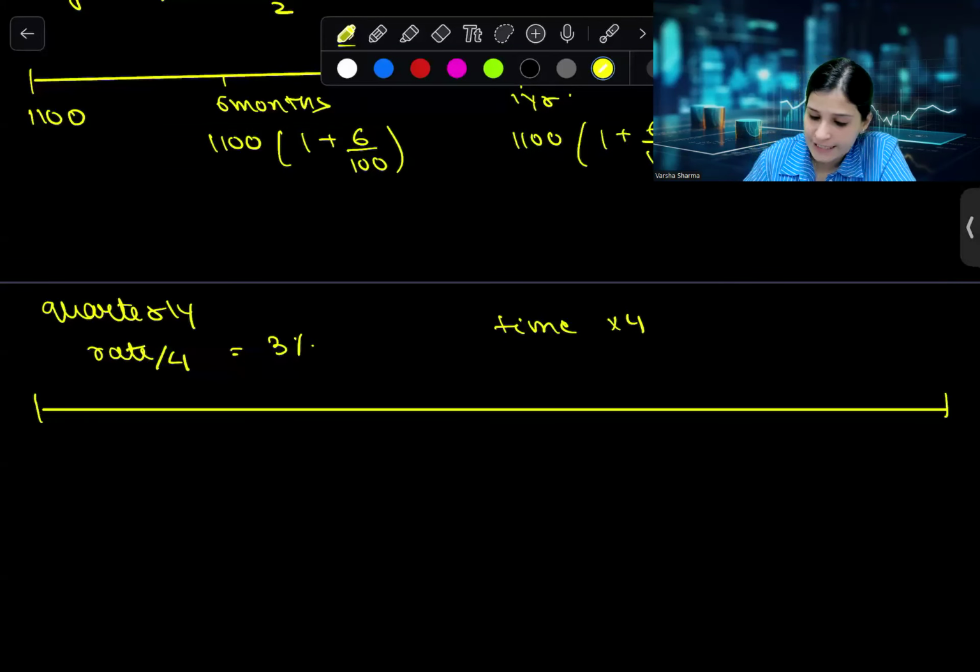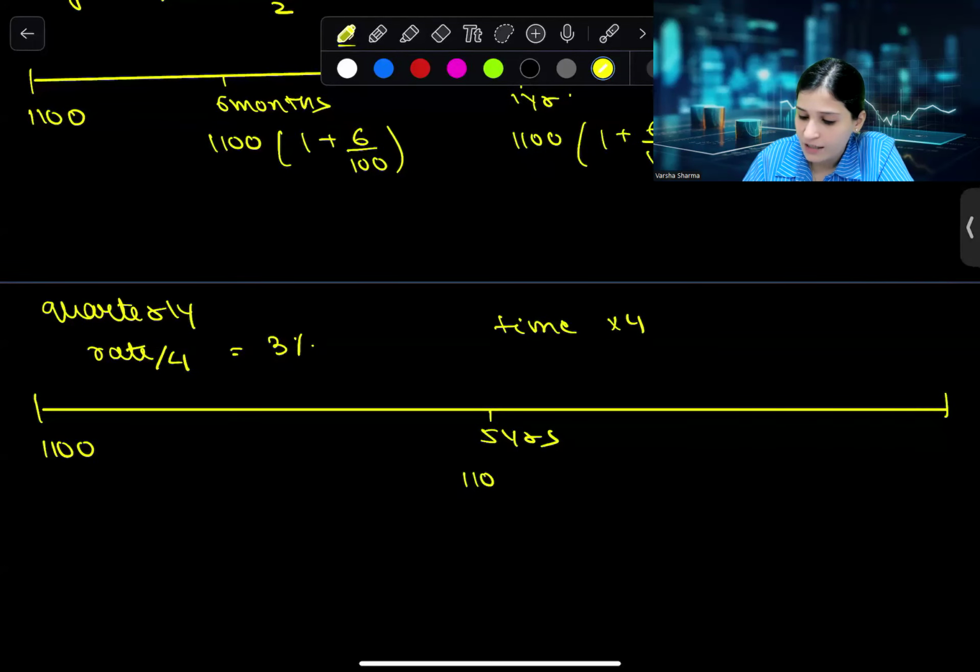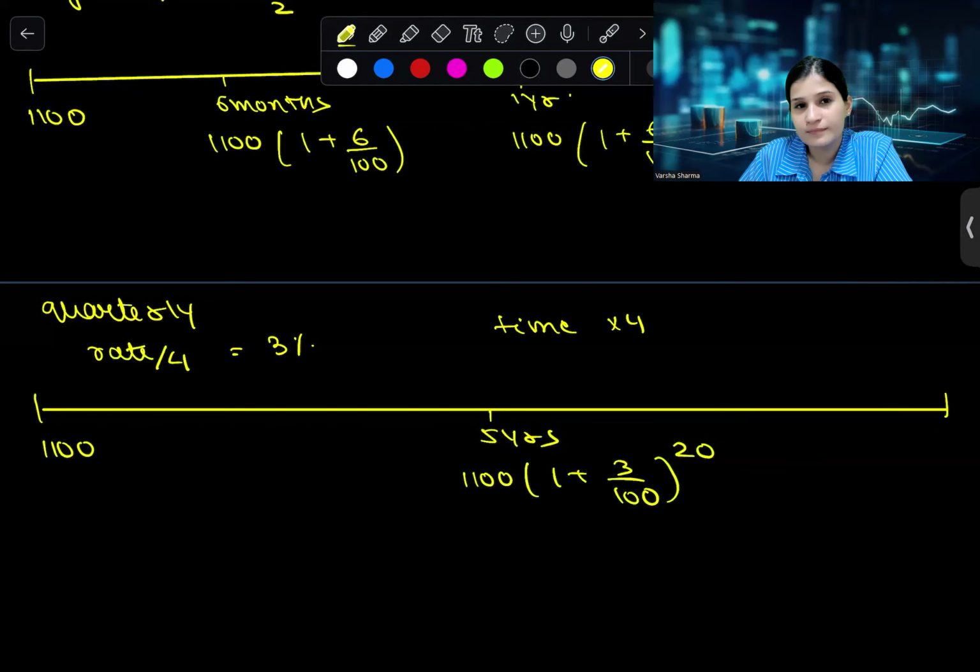20 installments. So 1100 at 3% after 5 years, I'll have 1100 times 1 plus 3 by 100 raised to the power 20.